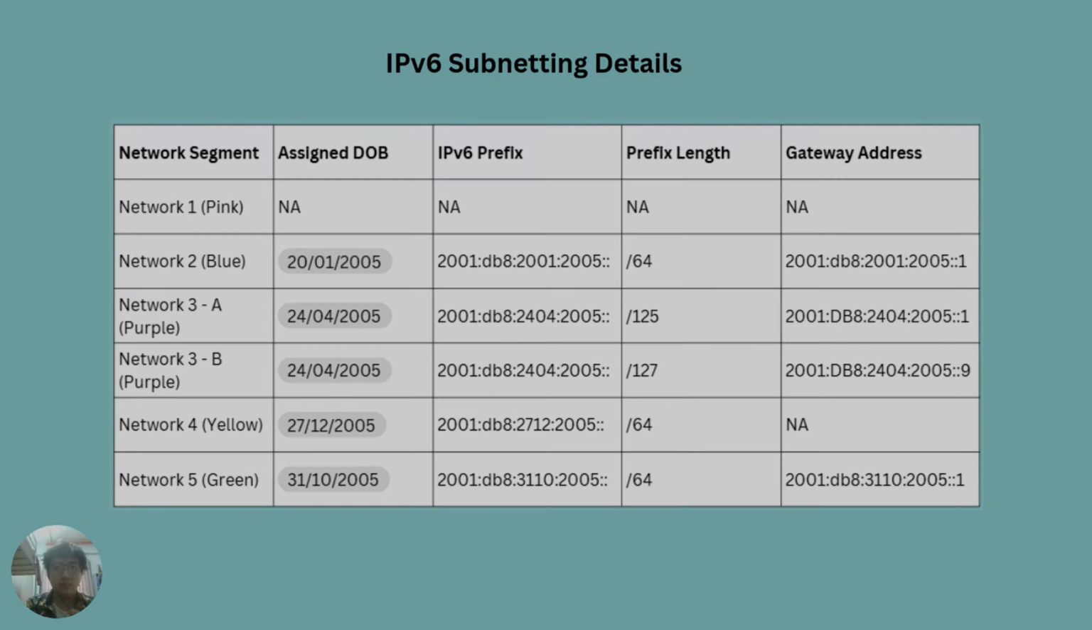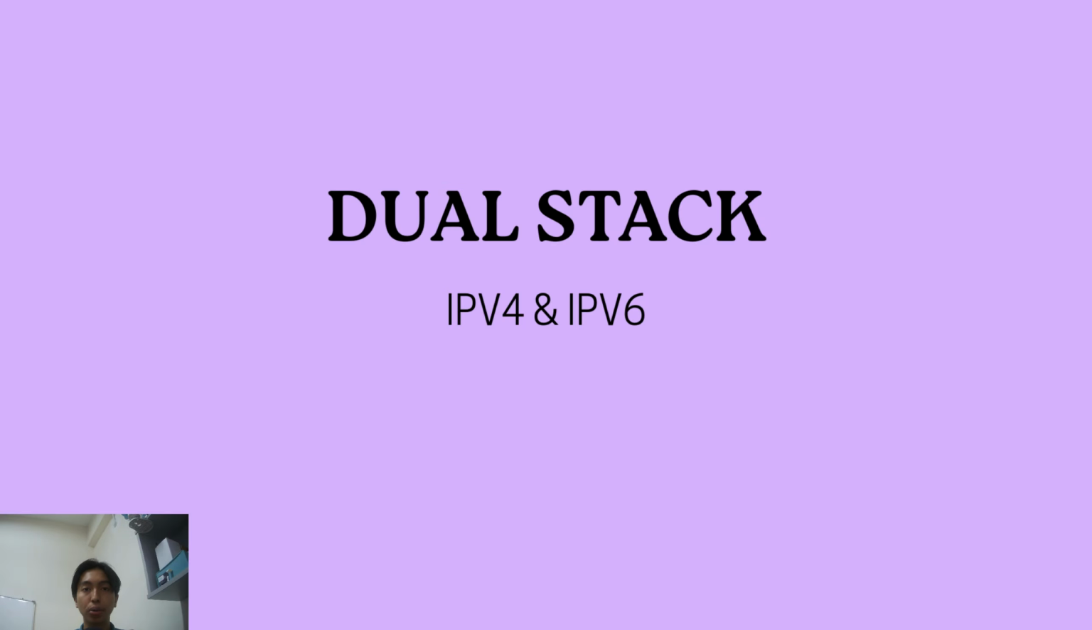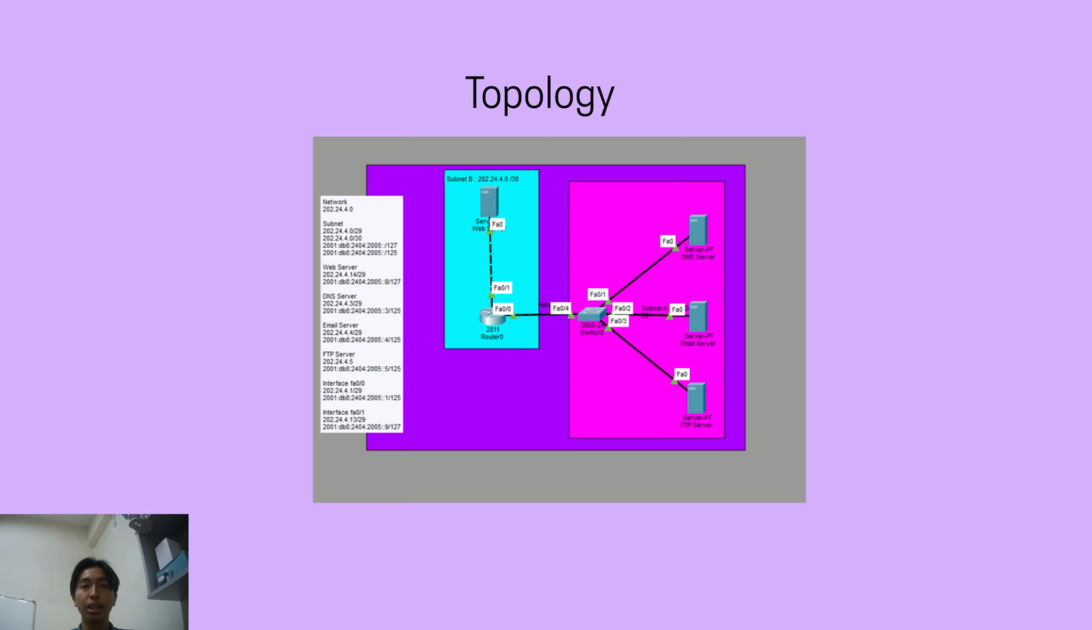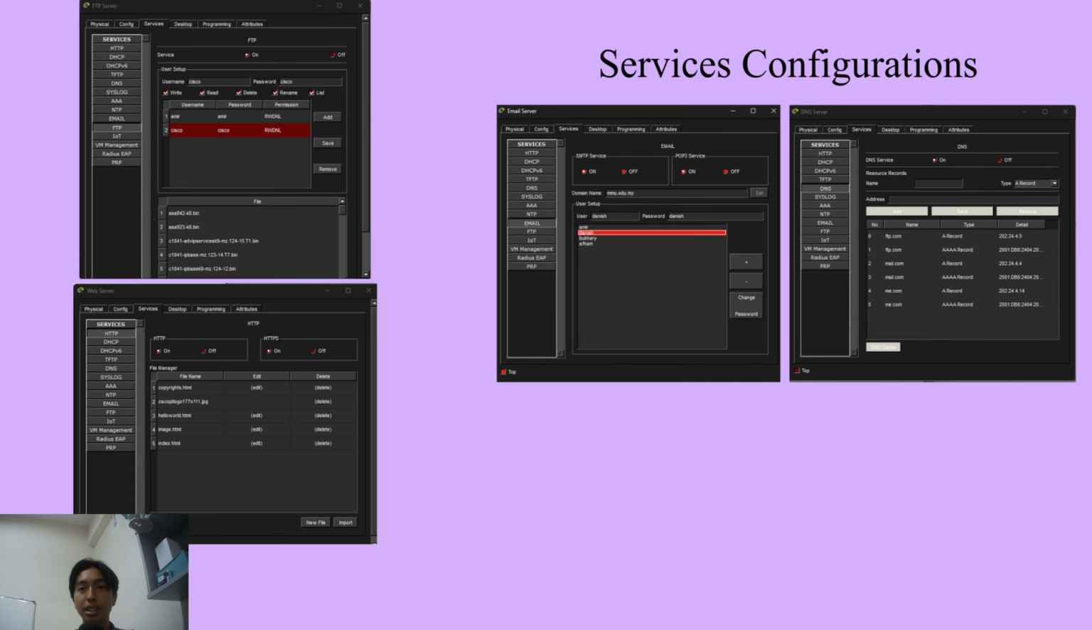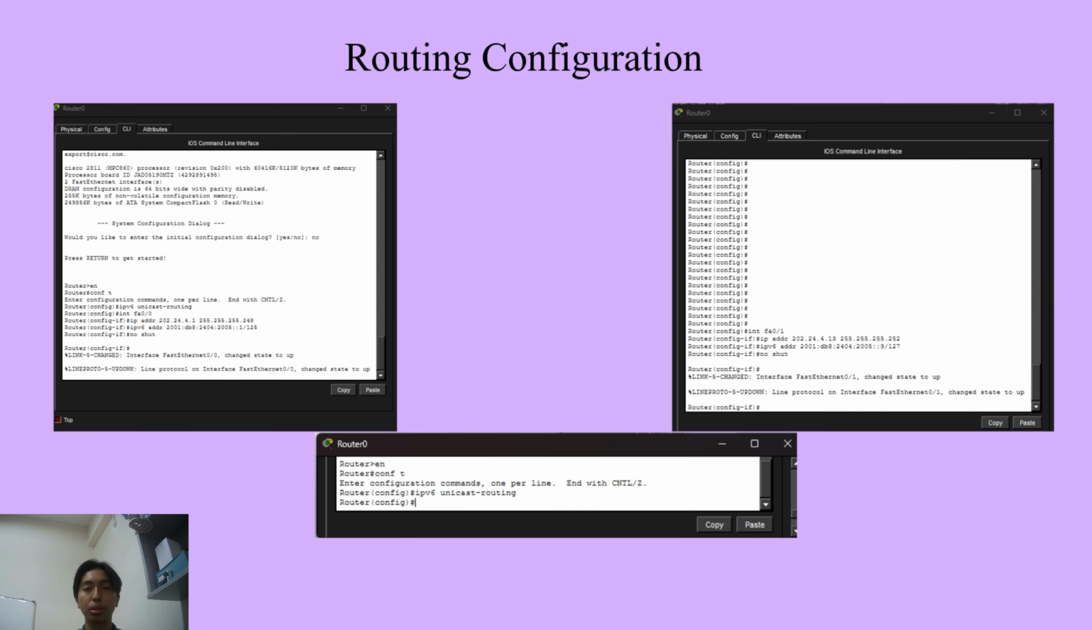Thank you. Hello everyone, today I will be presenting about dual stack networking. In this part of the project, the goal is to ensure that the network can provide access to essential services such as the web server, DNS server, email server, and also the FTP server. Our purpose of the dual stack is to configure our network to support both IPv4 and IPv6 simultaneously.